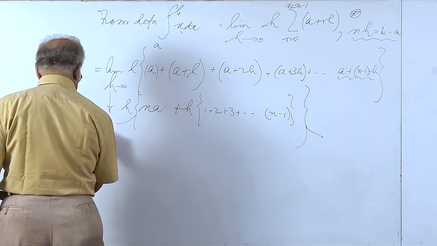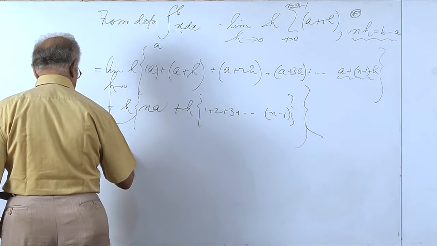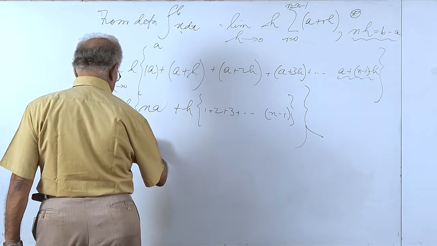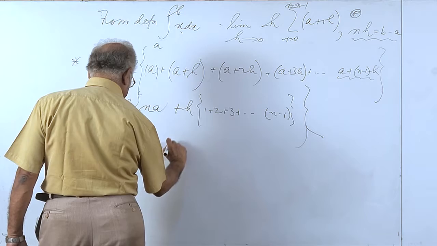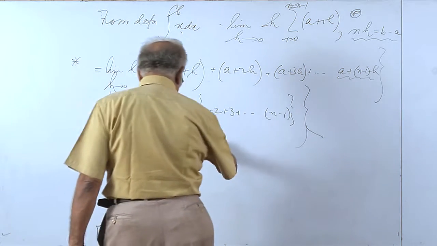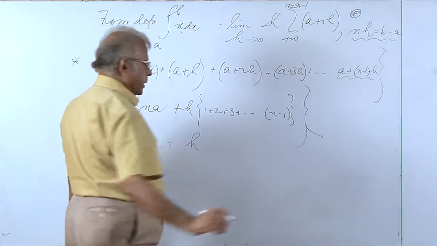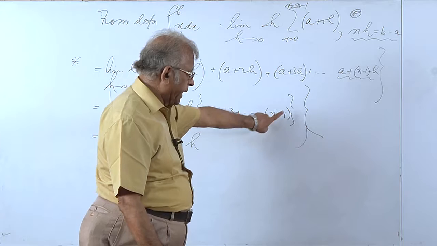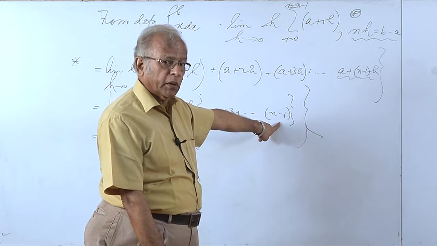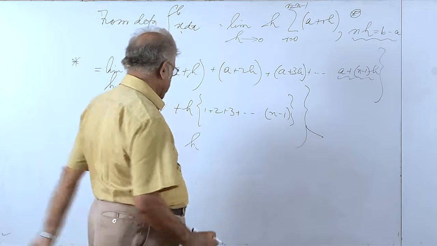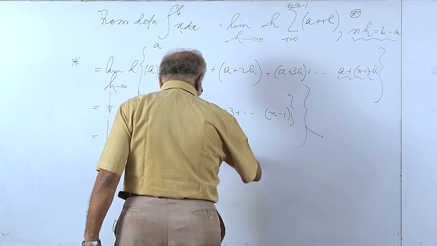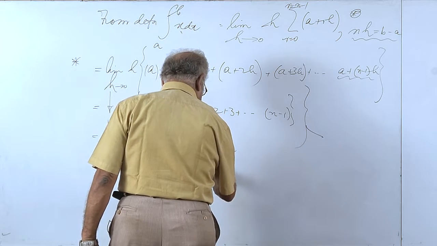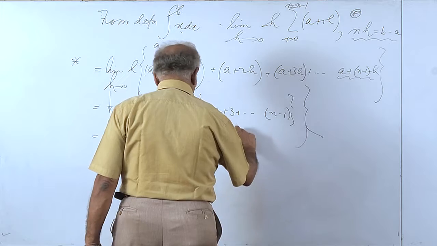Now we write this as being equal to the limiting value as h tends to 0, na plus h times the sum of the first n minus 1 natural numbers. Had this been n, we would have written n into n plus 1 by 2, but this is n minus 1. So the sum of the first n minus 1 natural numbers is n minus 1 into n by 2. We close this.